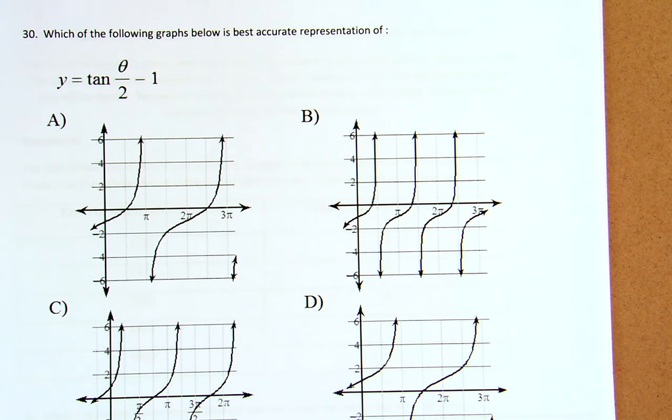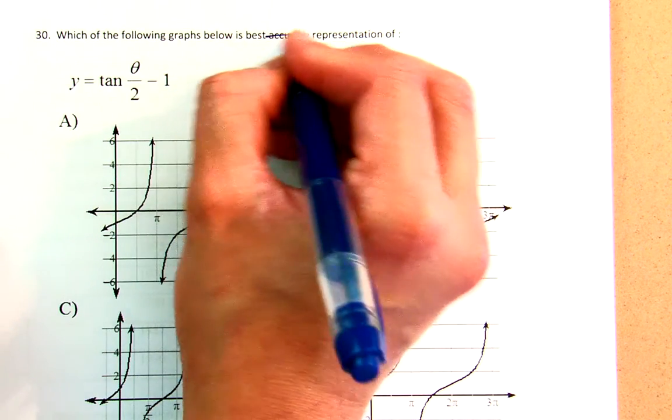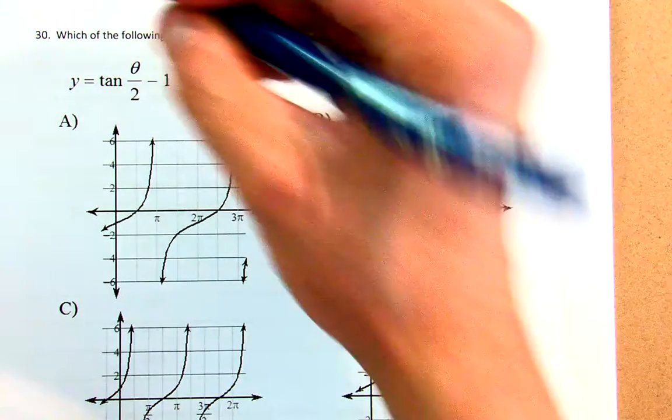Maybe it'll be a question about tangent. You just have to know what to do with tangent. So number 30 says, which of the following graphs below is the best accurate representation? That's redundant, isn't it? It should say, what is the best representation of y equals tangent of theta over 2 minus 1.